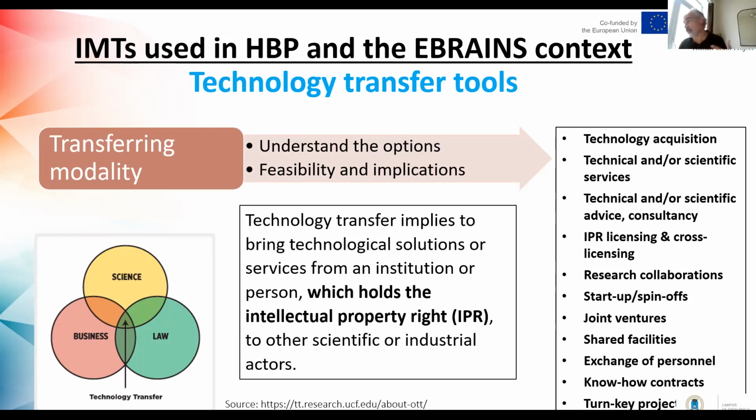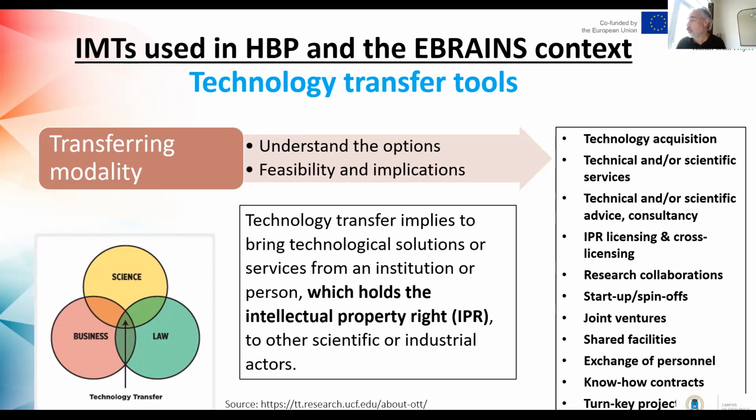Or cross-licensing. Cross-licensing means that I exchange the license of something between partners. For example, I can give you the rights to exploit my solution, but in contrast, I receive from your group the rights to exploit something that you have already developed and has a practical application.